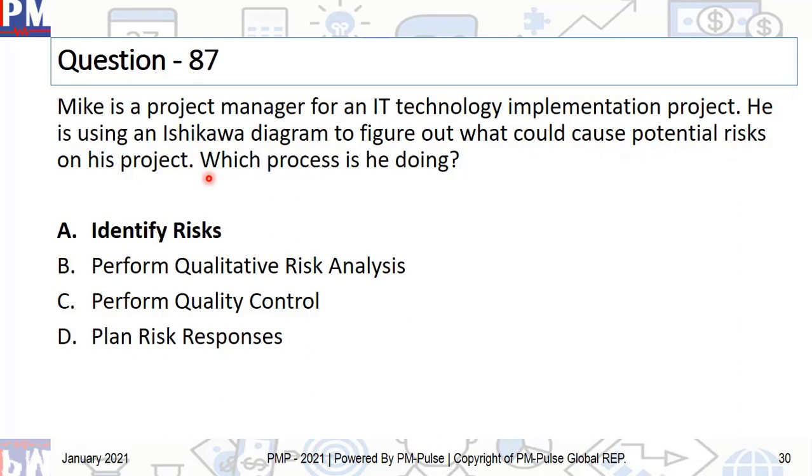So what process is he in? That is identify risk. If he was trying to prioritize, he would be in qualitative risk analysis, right? And quality control has nothing to do with risks. And then, of course, he's beyond planning, because in planning, we just find the major categories of the risk, who's going to identify a risk, what template are we going to use for risk searches. So those kind of things are done. But that's not what is happening here. We're actually trying to find the risk. We are trying to use Ishikawa or any other method to identify risks. And therefore, the process that we are in is identify risks.